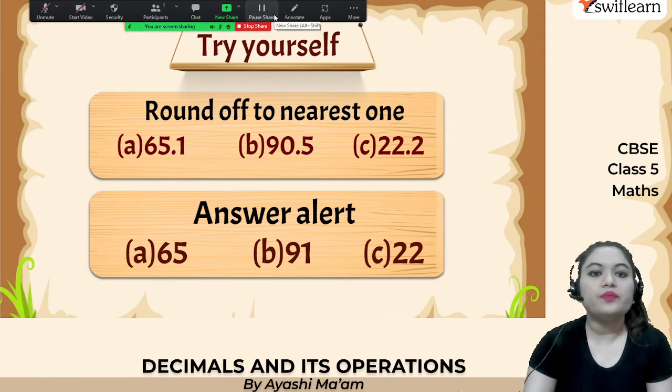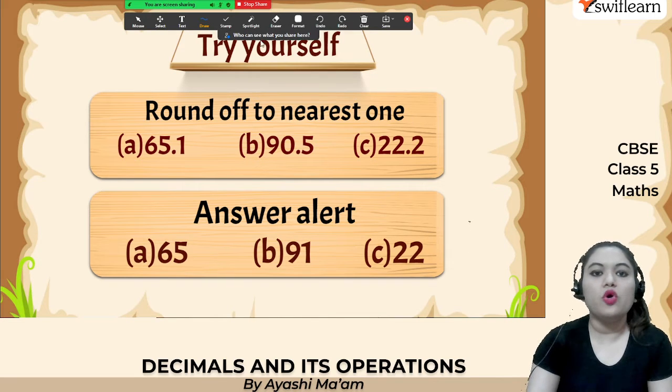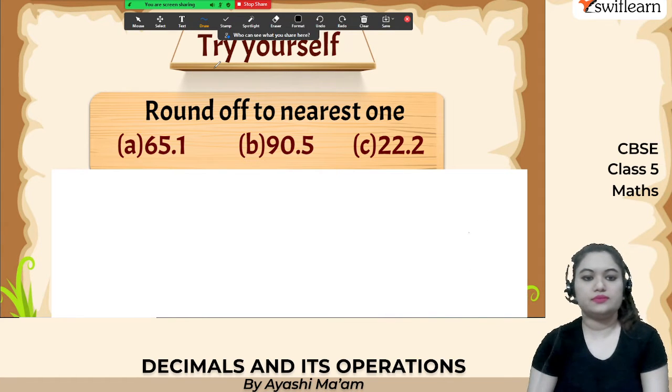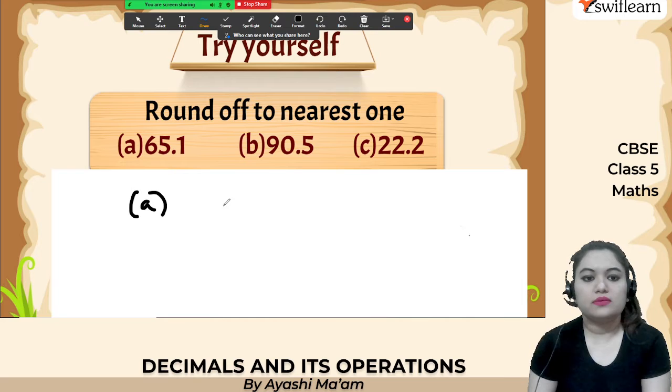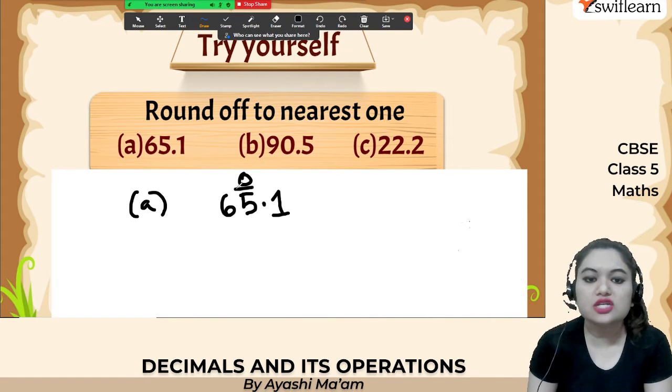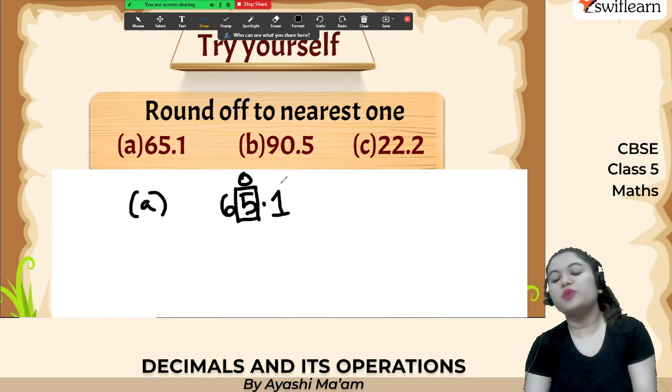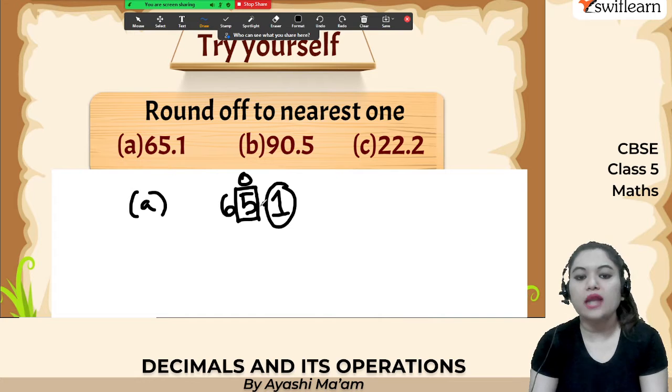Now we have some questions for more practice. Let's solve these questions. So see, A, 65.1. What will you do? Ones digit, first spot out the ones digit, that is 5. What is the digit that is present to the right of the ones digit? 1. Okay, and 1 is less than 5.